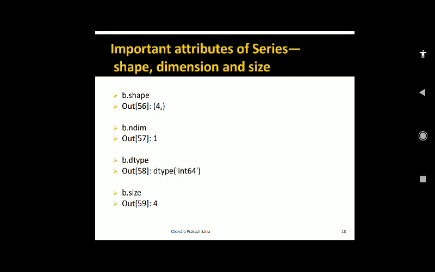ndim is used to determine the dimension of any series or data frame, and it is a series, so we will get one dimension. b dot dtype is used to determine the data type of any item. b dot size determines the number of values in the series.